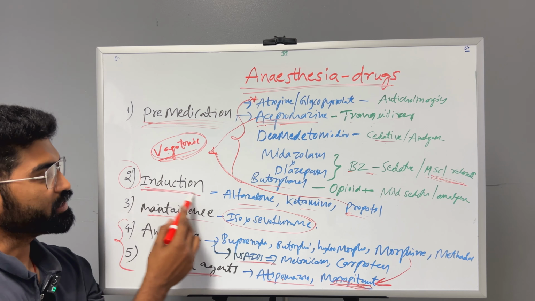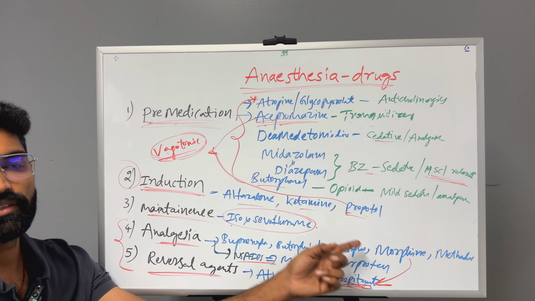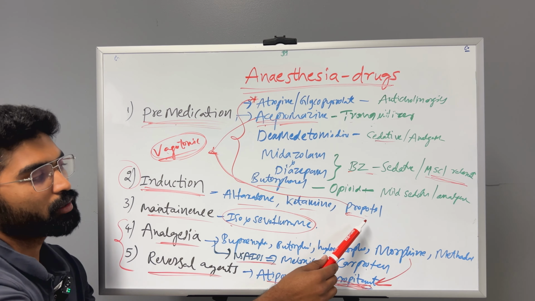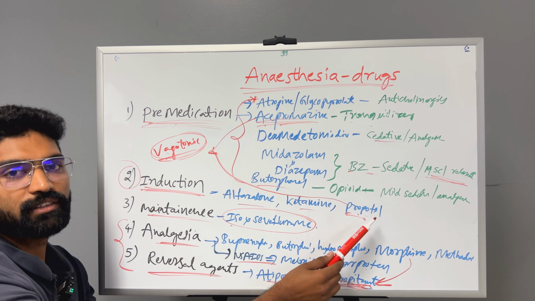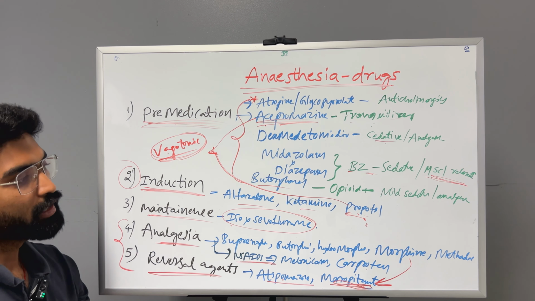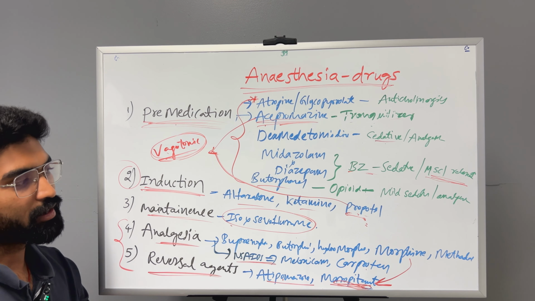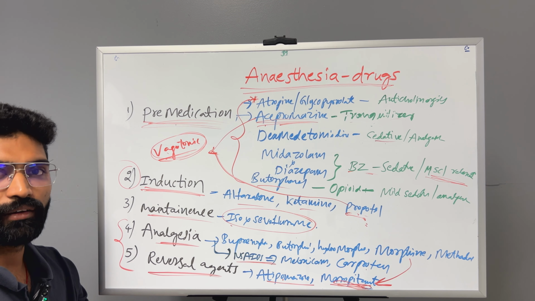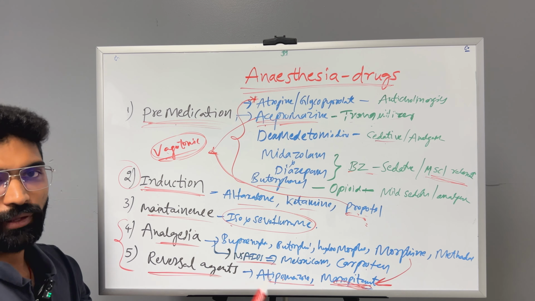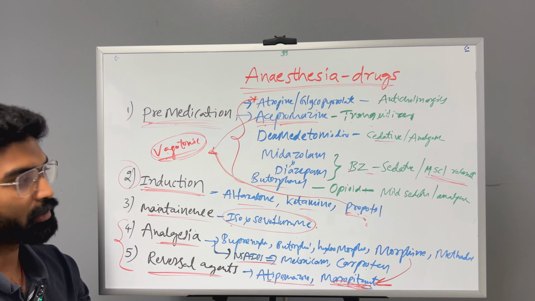Coming to the induction part, these three, alfaxalone, ketamine and propofol, are mainly used for induction. We use mostly propofol as the inducing agent because of its rapid metabolism and rapid recovery. The disadvantage is that it causes dose dependent respiratory and cardiac suppression, and it can cause apnea as well. We will discuss the advantages and disadvantages of these three drugs in a coming video.